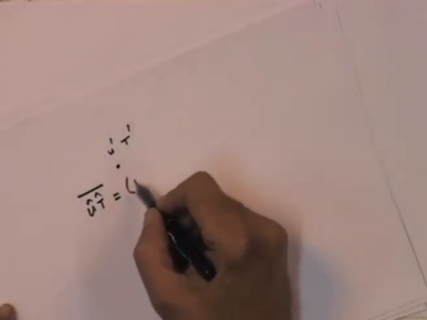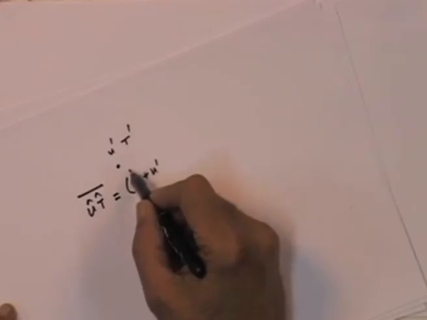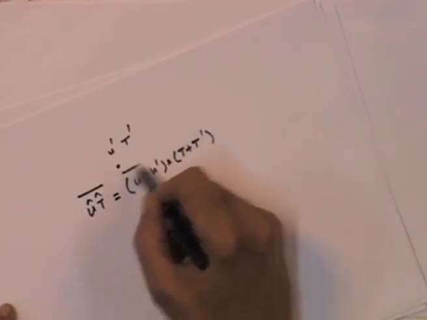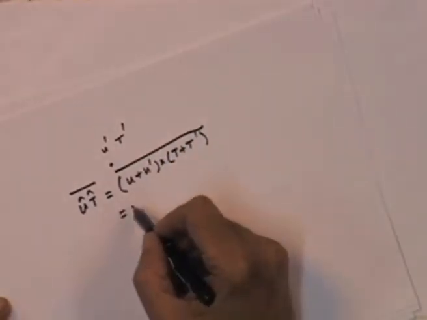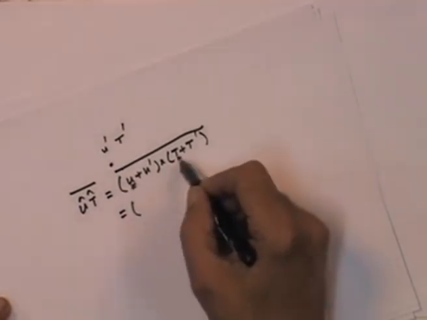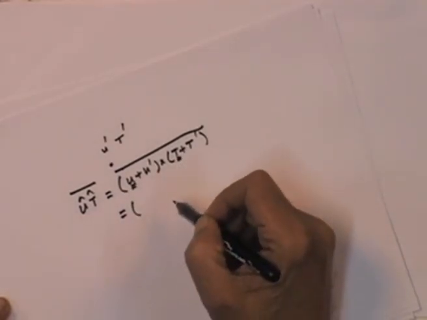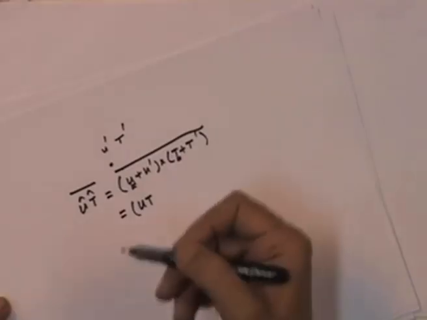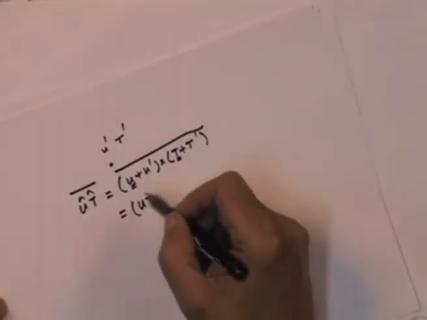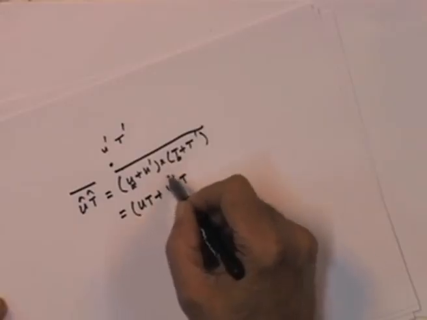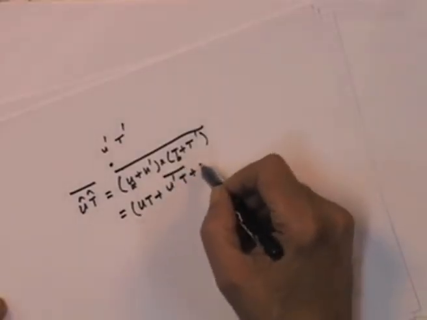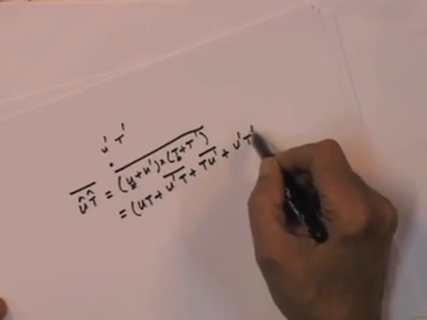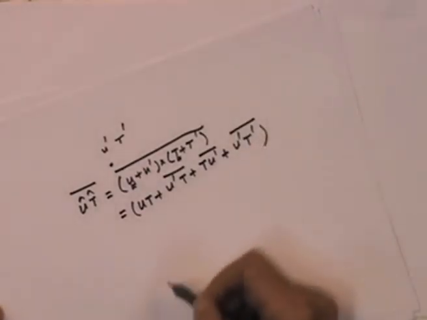Then it would be u plus u dash multiplied by t plus t dash, time averaged, which will be equal to, where u and t are of course the time average values, and therefore they would remain the same. Time average value does not change, plus you will get u dash t time average plus t u dash time average plus u dash t dash time average. That is what you will get.